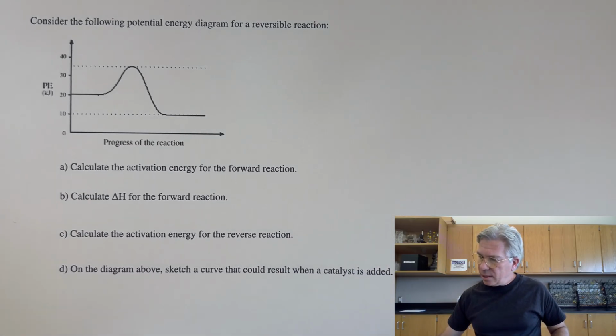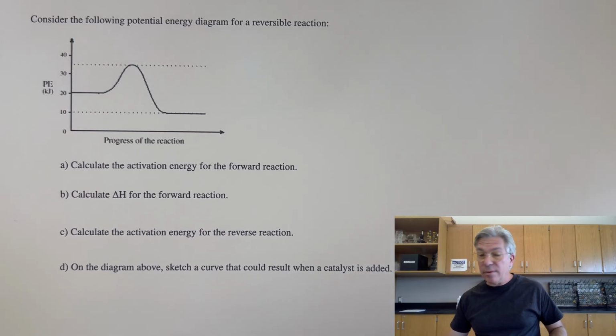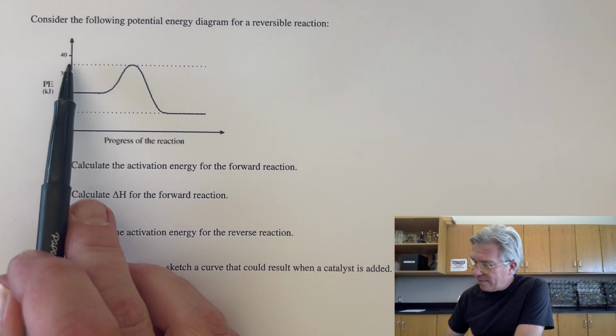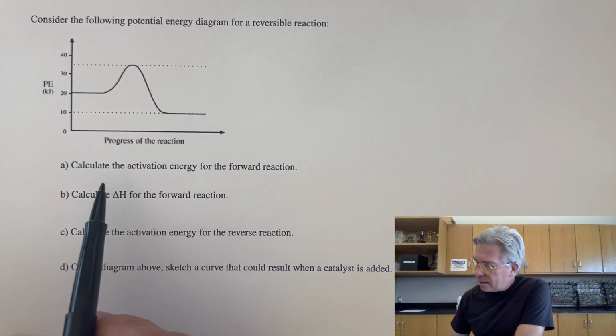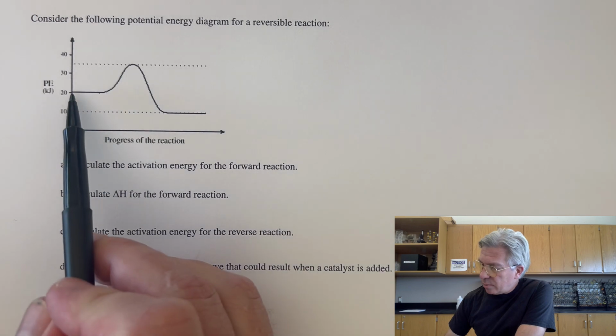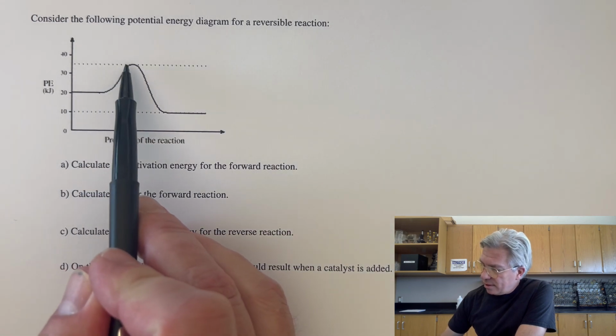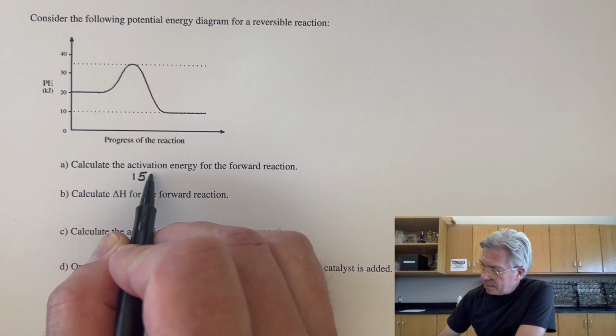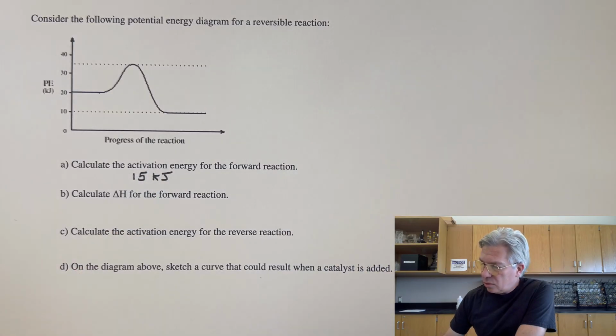Two more. Consider the following potential energy diagram for a reversible reaction. Here it is again. And we have 20, 10, and 35 as our peak up there. Calculate the activation energy for the forward reaction. This might be a free response question, but you just look and say, all right, we're starting at 20, ending at 35, so the activation energy is 15. And the units should be kilojoules.